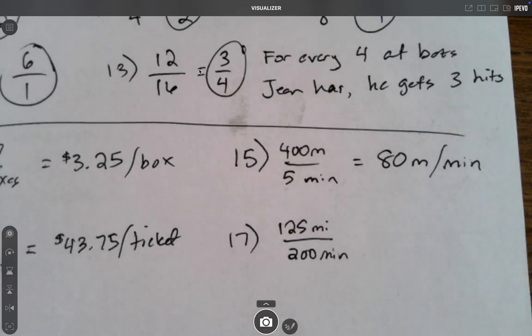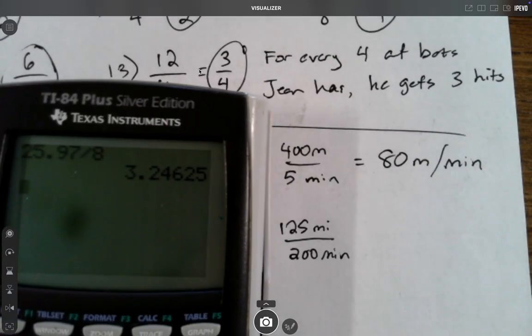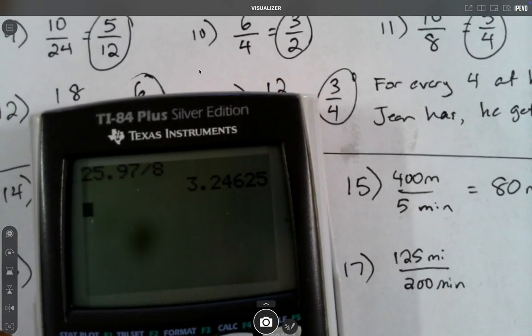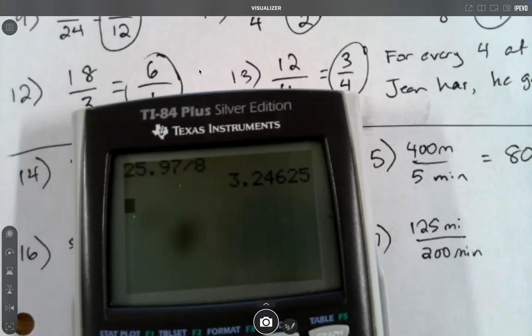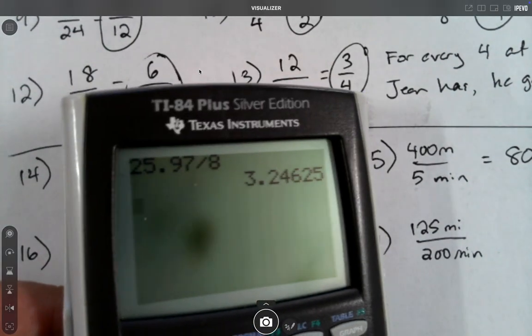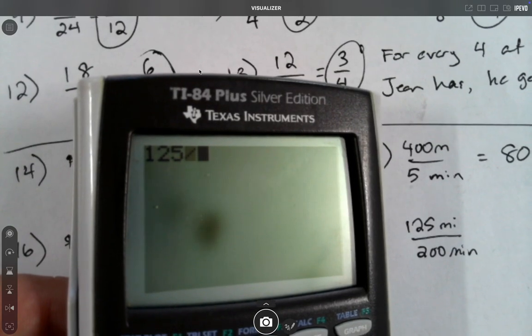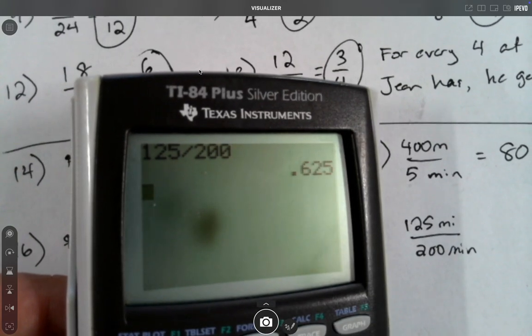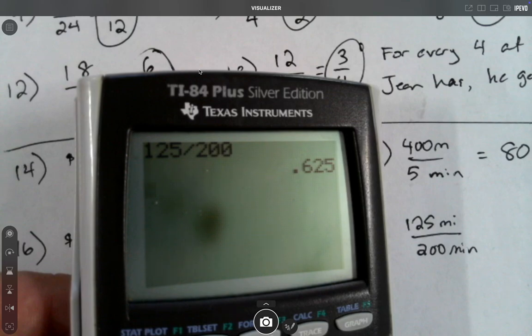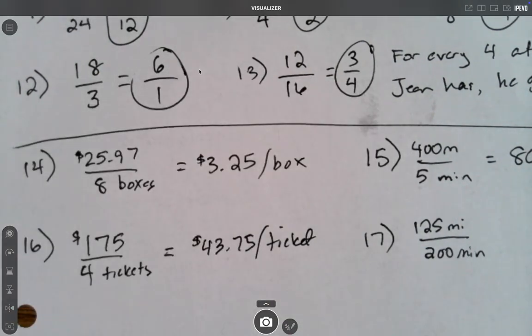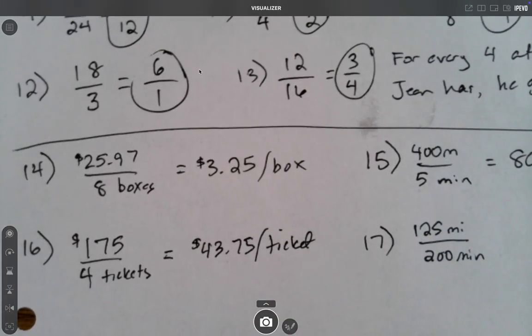So we can divide that. I'll pull this over to help us. 125 divided by 200. I'm not trying to make that screen look brighter on here. That'll work. So 125 divided by 200 is 0.625. It does say round to the nearest tenth, so we'll just say 0.6 miles per minute.